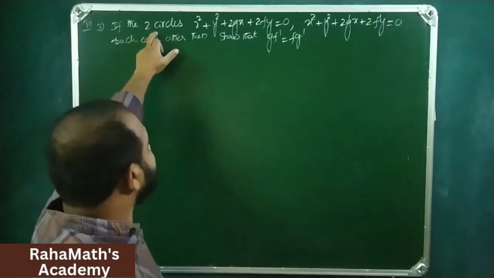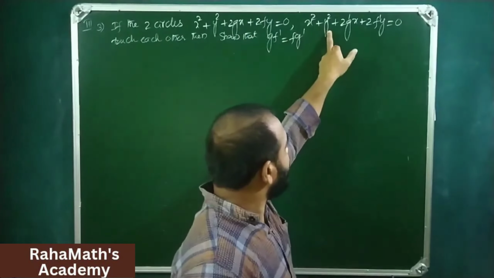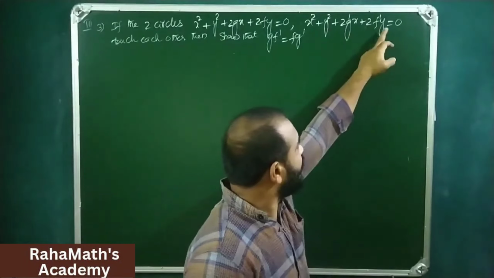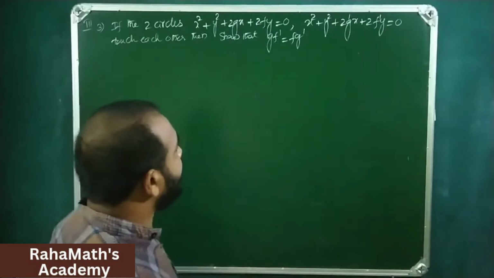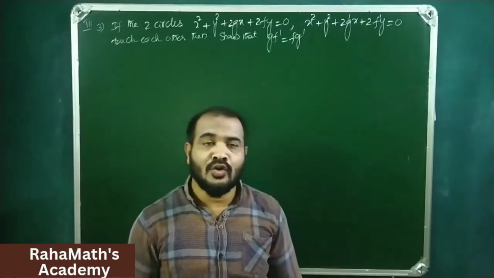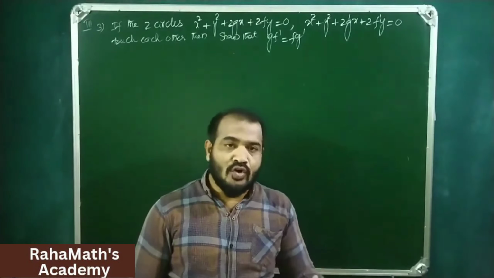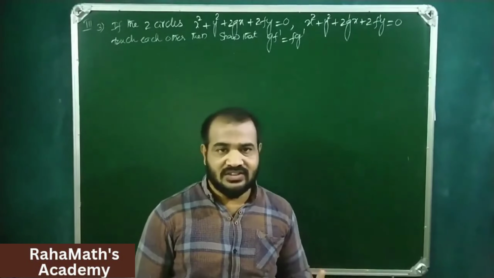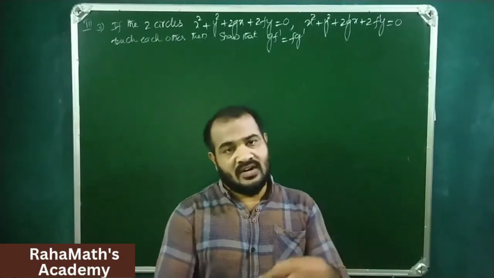If the two circles x square plus y square plus 2gx plus 2fy equals 0, and x square plus y square plus 2g dash x plus 2f dash y equals 0 touch each other, then show that gf dash equals fg dash. Since these are not numerical values, we don't know for sure how these two circles touch each other. What I mean is, the two circles touch each other externally or internally.